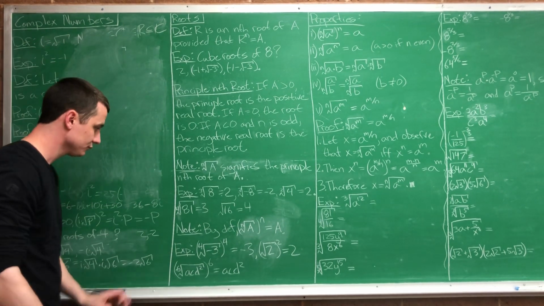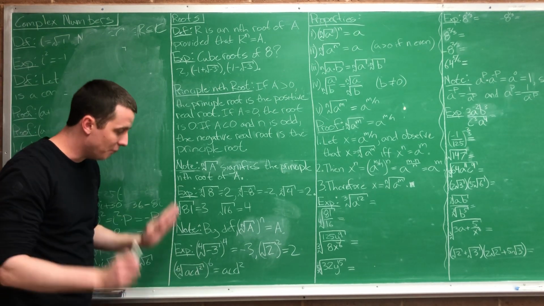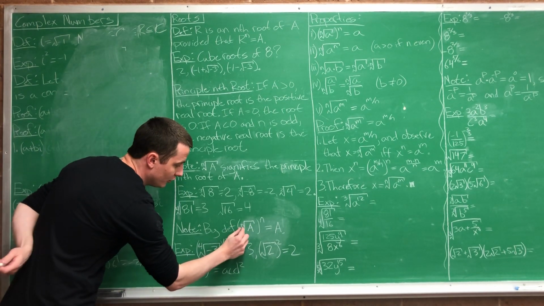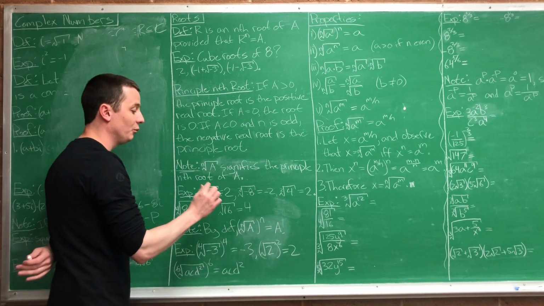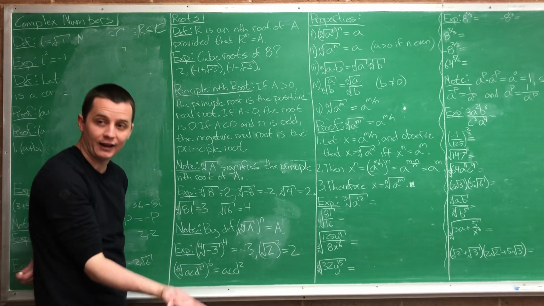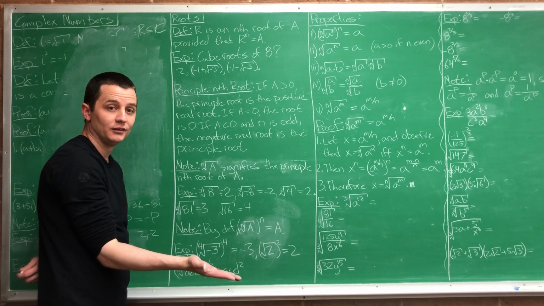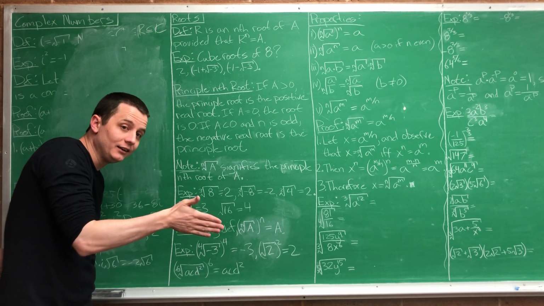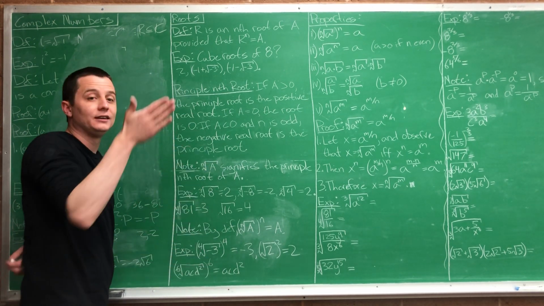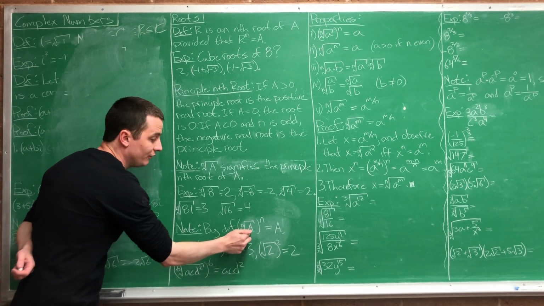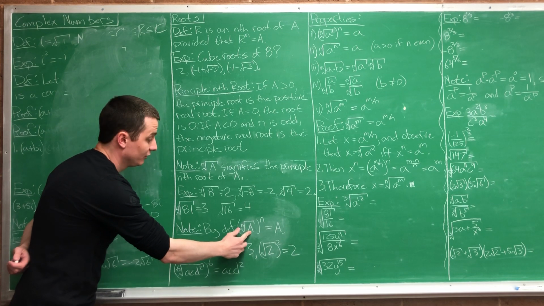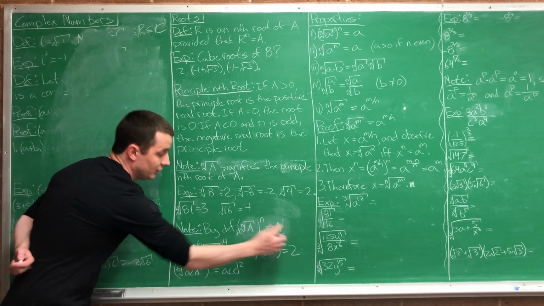Okay. Now note, by definition, when we say the nth root of A, we mean the number such that when you raise it to the power of n, you get A. What's the square root of 9? It's a number that when you square, you get 9. The nth root of A is the number such that when you raise it to the nth power, you get A.